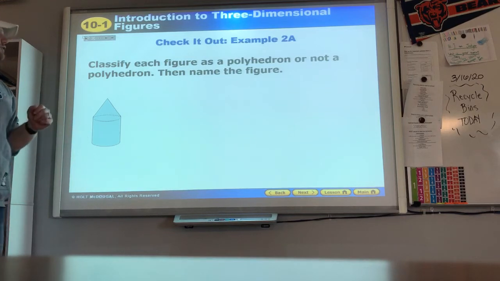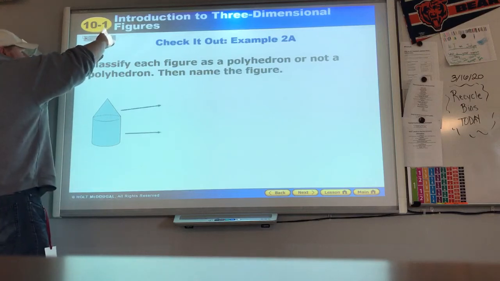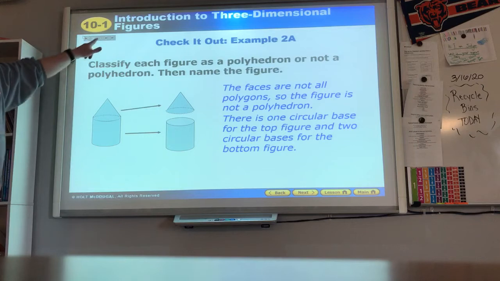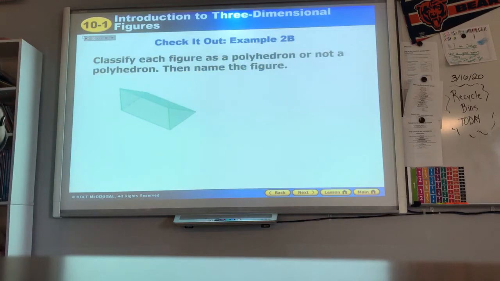Each is a polyhedron or not. Well, I see a cylinder, so I know it's not a polyhedron. I see a cone on top of a cylinder, and let's see if that's what they tell us. That's what it looks like. And there we go, the circular base. The figure is made up of a cylinder and a cone. There is a page in your book that has all of these shapes listed with all their definitions. That may be good to help you through the homework.